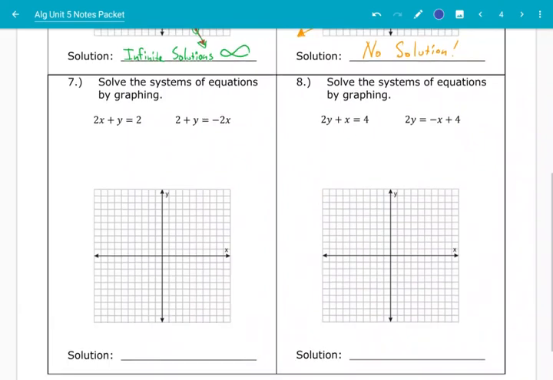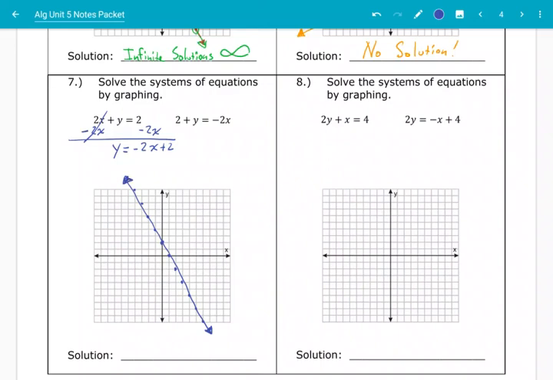All right, let's convert this. Minus 2x on this side, minus 2x on that side. That goes away. Y equals minus 2x plus 2. Here's that b value at 2. And our slope is down 2 and over 1. Down 2. Up 2 and back 1. Here's a blue line.